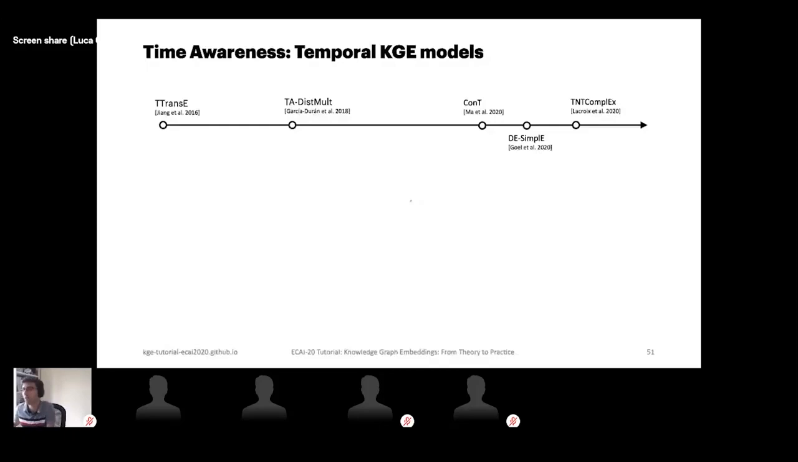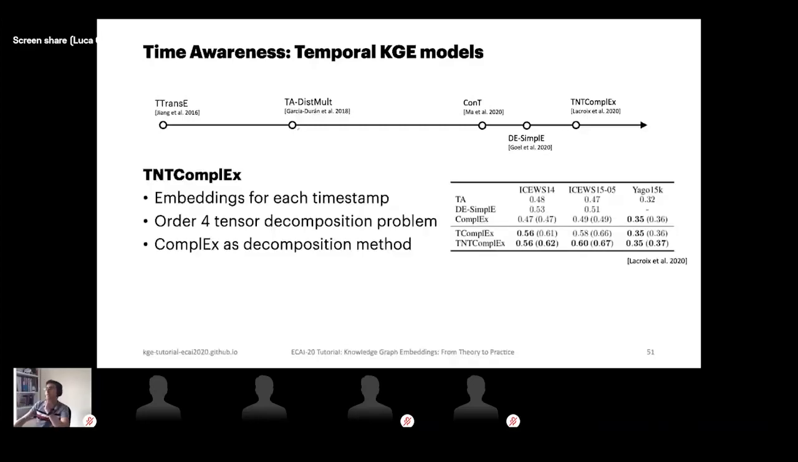There is a lot of work done recently in literature, and quite a few models designed to learn from temporal knowledge graphs with timestamped edges, right? There may be other ways to model time in knowledge graphs, but let's leave that conversation aside, right? So lots of models are able to process timestamped edges at different time granularities. The most recent model has been published at ICLR a few months ago. It's called TNTComplEx, and it works by generating embeddings for each timestamp using an order four tensor, using a tensor decomposition approach, leveraging the ComplEx model that I described earlier on, the model that uses the dot product in the complex space, right?